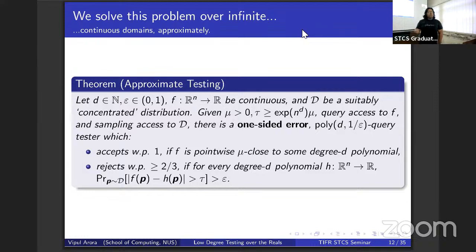Yes. No, so distribution free says you can't have any assumption on the distribution. And here we are assuming it's suitably concentrated. So, okay, you have an example. Okay, fine. Got it. So this result is not distribution free.